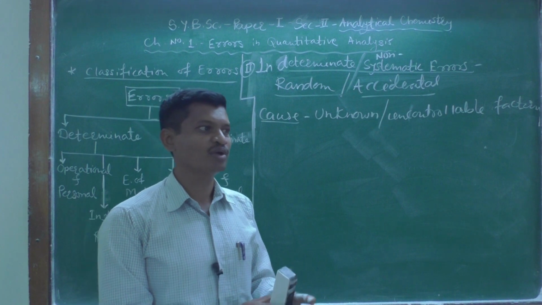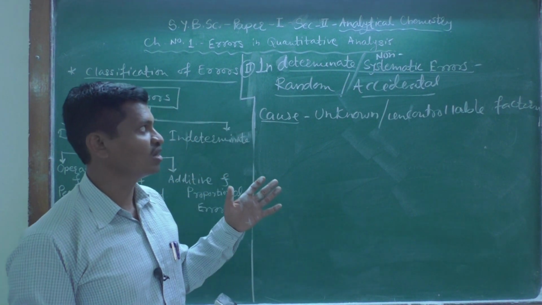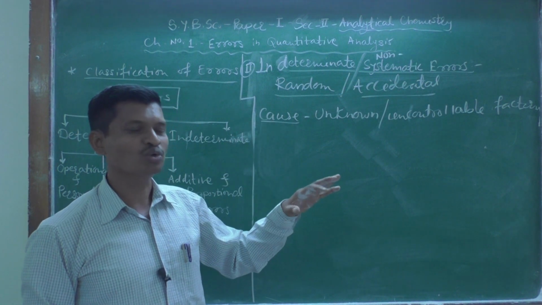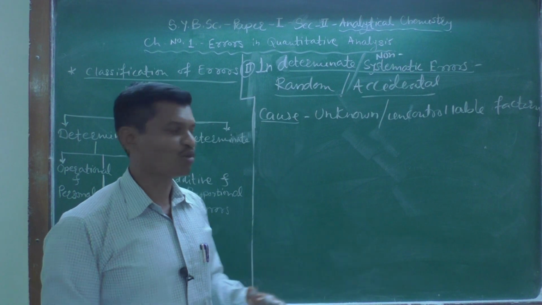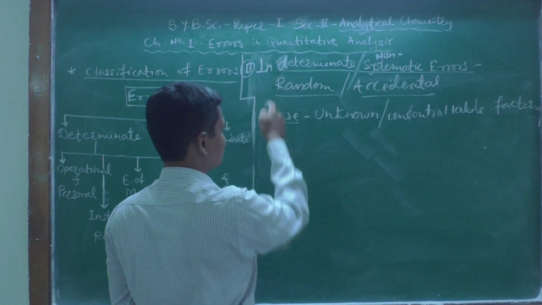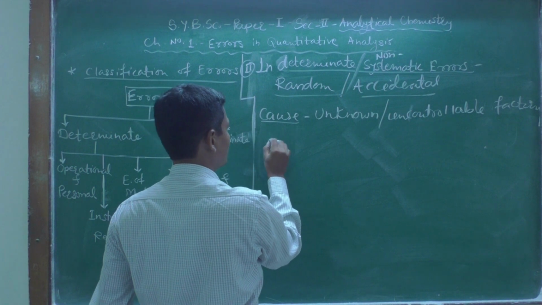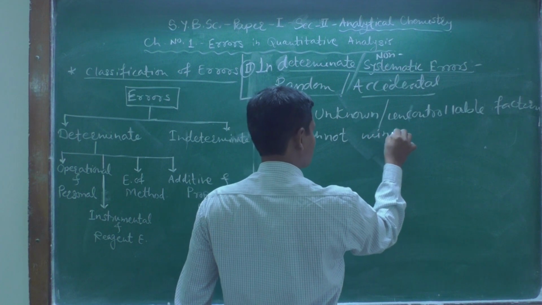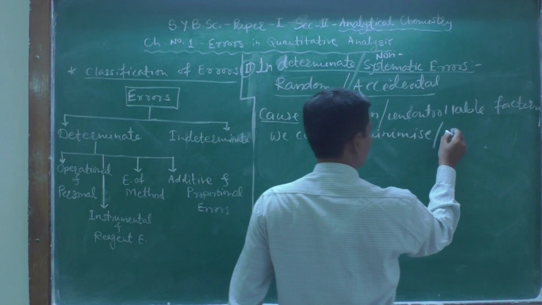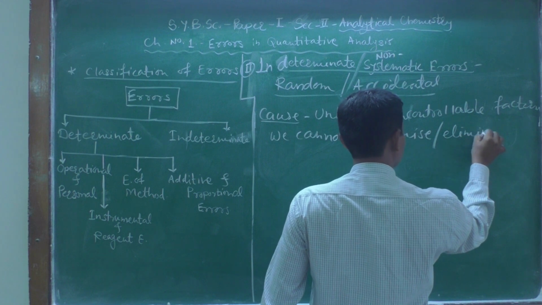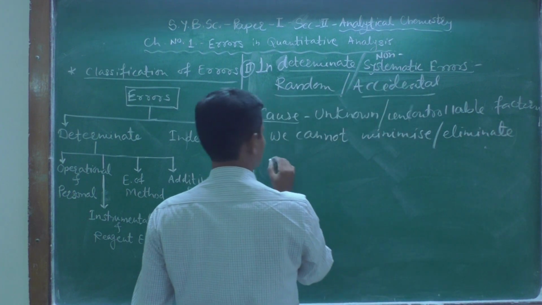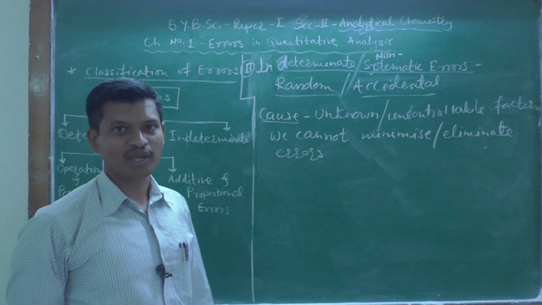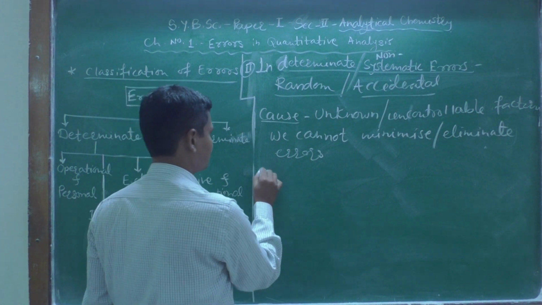So this is the second type, indeterminate errors or non-systematic errors. As they are indeterminate, we cannot determine them properly, so they cannot be eliminated properly. Okay, so this is a very simple relation. We cannot minimize or eliminate these errors properly.